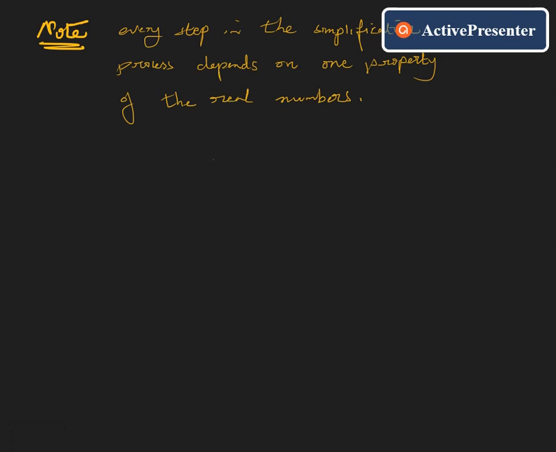It's important to note that every step in the simplification process depends on one property of the real numbers. For example, if I tell you simplify 7y multiplied in 2, you may write it equals 14y. What did we do to simplify? What did we do to get to 14y?